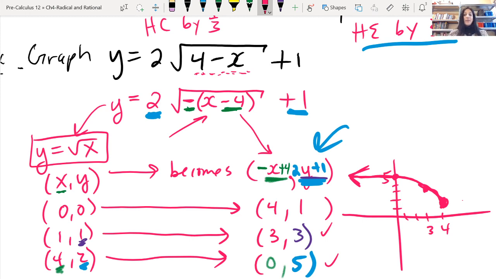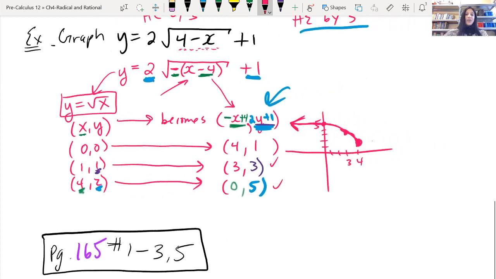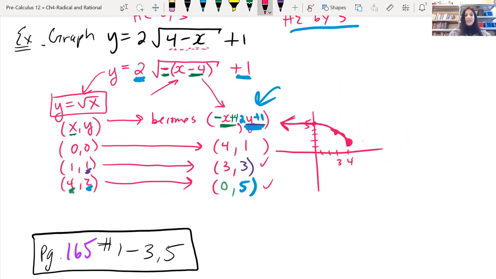You have knowledge about transformations. So you can take a look at this and double check, like, does this make sense? That negative sign tells me there should be a reflection over the y-axis, and that's happening. It's moved over 4 to the right, and that's happening. It's up 1, that I can see on my graph. And then the stretch I can see as well, so I know that this is good to go.